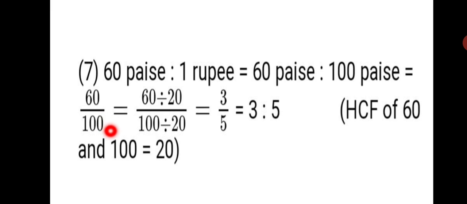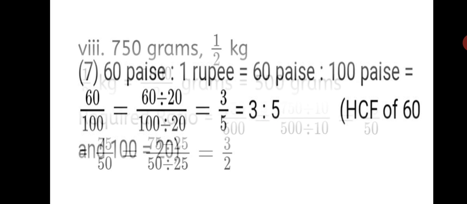2 threes are 6, 2 fives are 10. Divide by 2 later, or directly divide by 20. Whichever way you find it easy to reduce. Your final answer should be 3 upon 5, which is equal to 3 is to 5. Why have we divided by 20? Because the HCF of 60 and 100 is 20. Okay. There are many methods of division. You can try it out yourself.